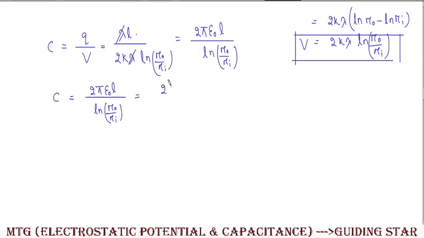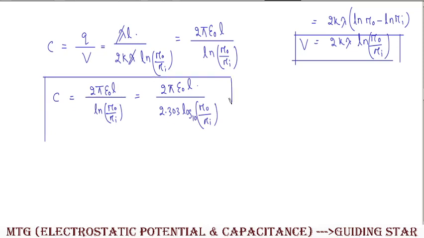So if we want to do the calculation, then in that particular case we have to write 2.303 log base 10 ro divided by ri. Clear? So finally if we put the values, this is the formula we must remember. Every time we do not do the derivation to find the formula, so we have to remember this one. Okay, so if it is the case, then what is the capacitance? So we'll put all these values.